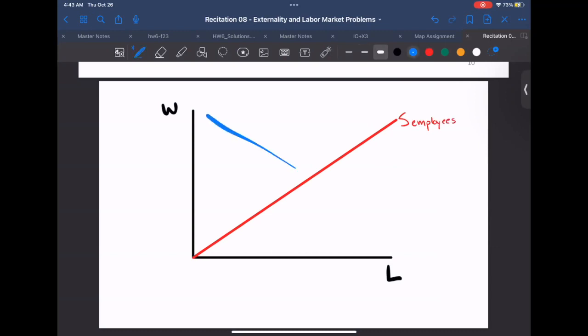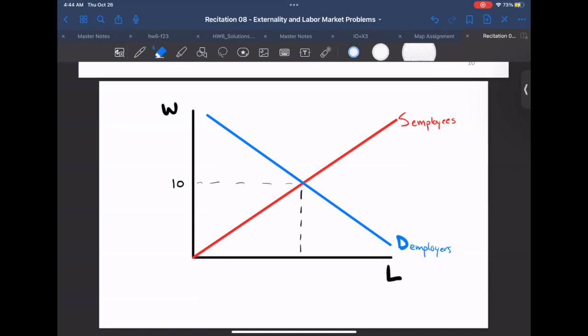And then we have the demand for labor looking like this, where in this case the demanders are going to be the employers. So we're at an equilibrium price of 10. And at that equilibrium price of 10, we're going to be supplying some L star.